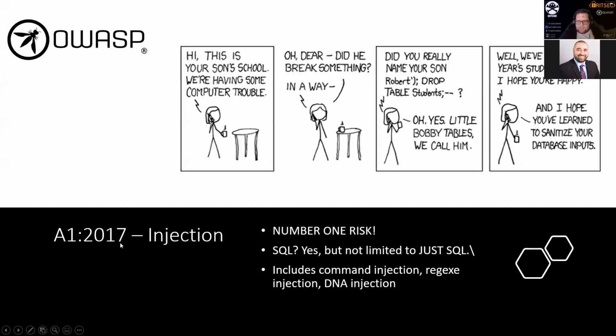Because this is the 2017 version, you'll see these like A1:2017. That's the format in which the risks are enumerated. A1 is injection. The security experts around the world collectively decided this is the most serious security risk out there.